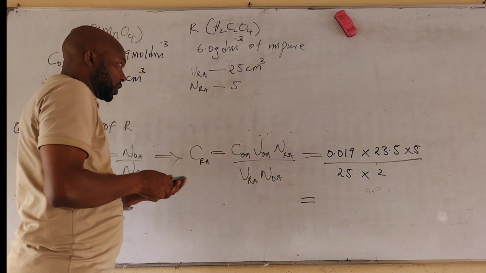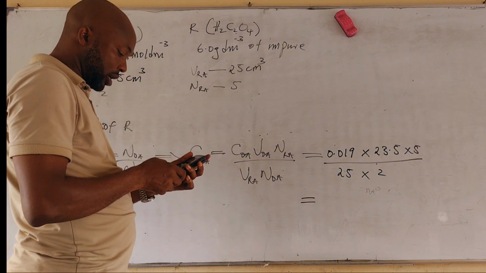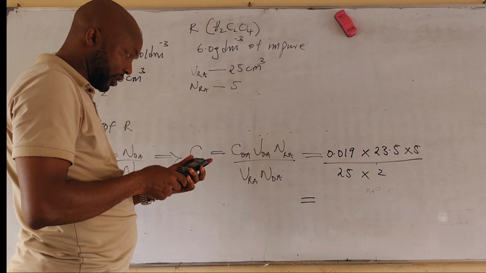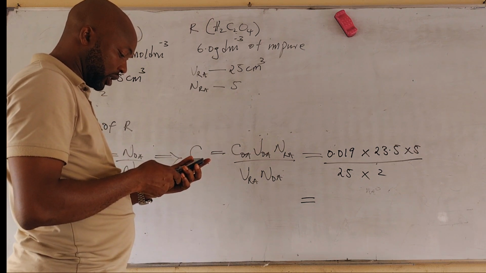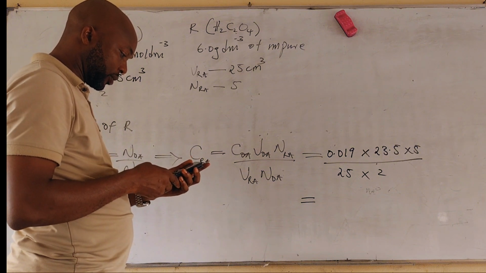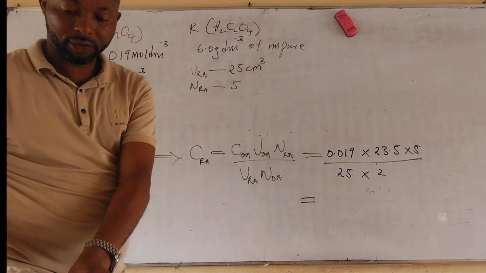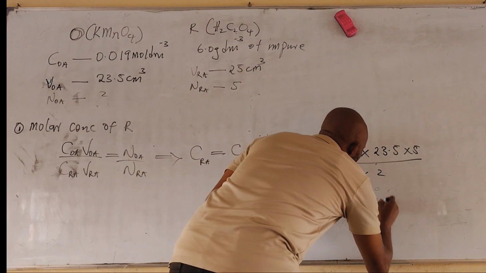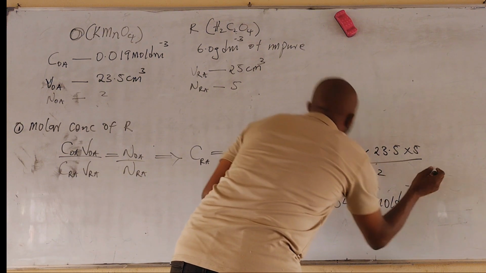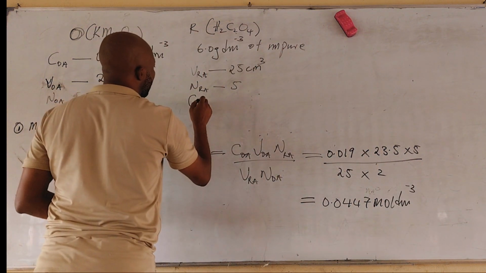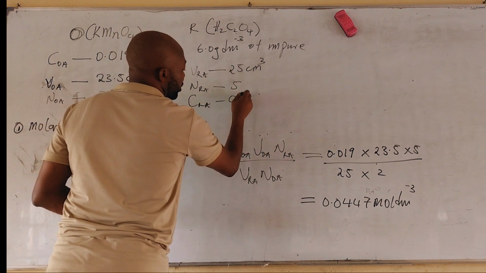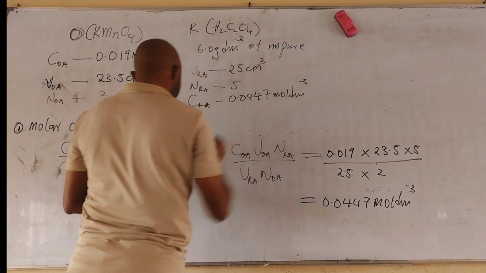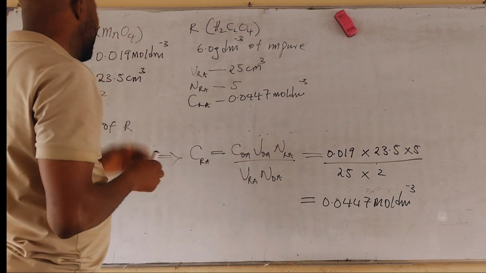so check that with the calculator. I have 0.019 times 23.5 times 5 equals this, divide by 50. 0.0447. So this gives me 0.0447 mole per dm³. So now I have my concentration of the reducing agent to be 0.0447 mole per dm³. Okay, if that is it, we are going to get the percentage purity.